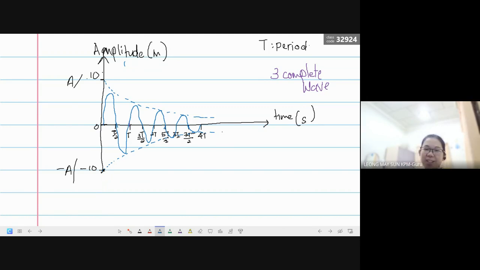Okay. So this is actually how you draw a damping graph. You need to make sure that the amplitude decreases, all right? And there are at least 3 waves inside there. Okay?